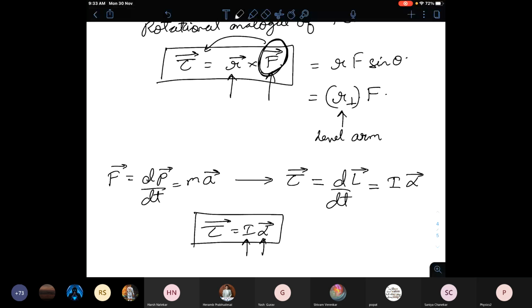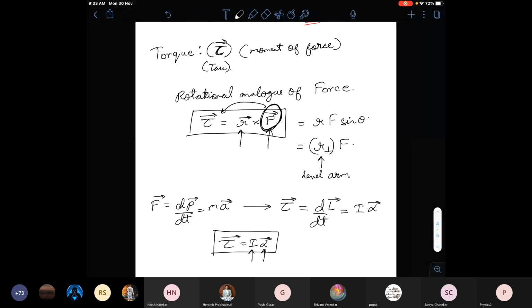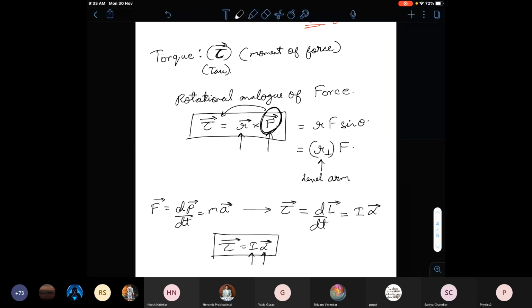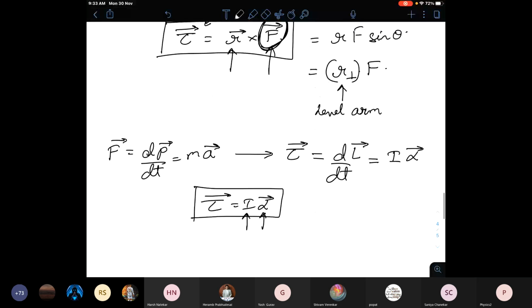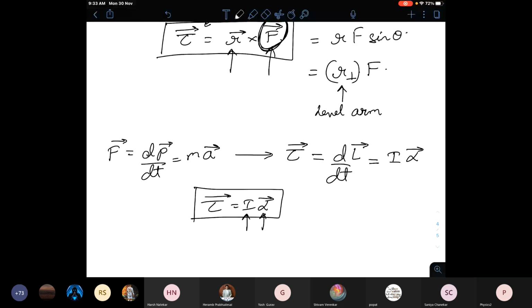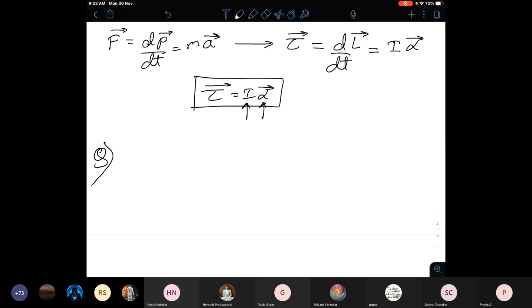So this is how you define torque. Torque is defined in two manners. One is linear, one is angular. Linear, it is defined as r cross f, or r perpendicular into f, and angular is defined as I alpha. These are the two ways in which you have to remember torque. Any doubts? If you have any more doubts, it should get cleared in further examples. We will see some examples and questions.